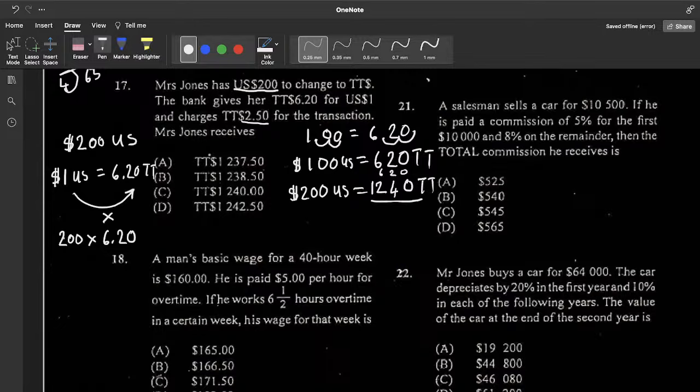But remember what they told us. They told us that we still have to add some money to that, which is a 2.50 charge. So if we add 2.50 to 1,240, we would get our answer. So that would basically give us 1,242.50. So this is our answer here.